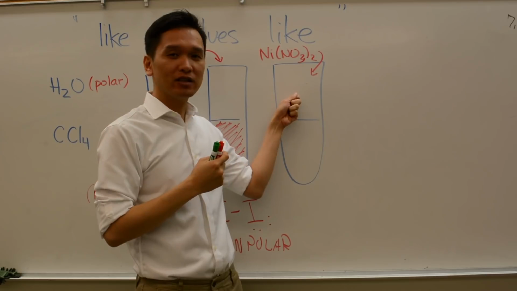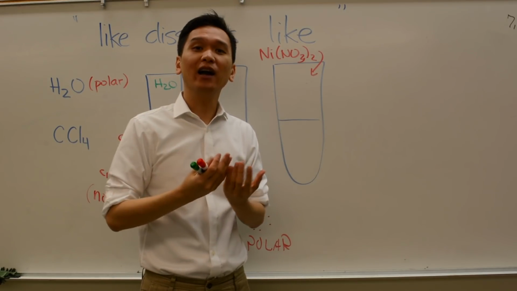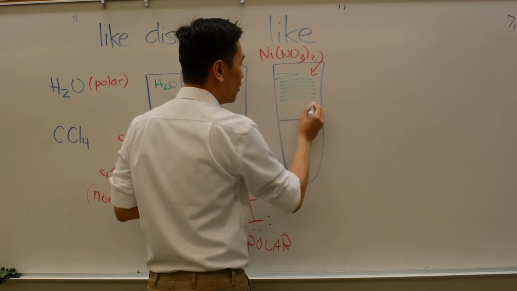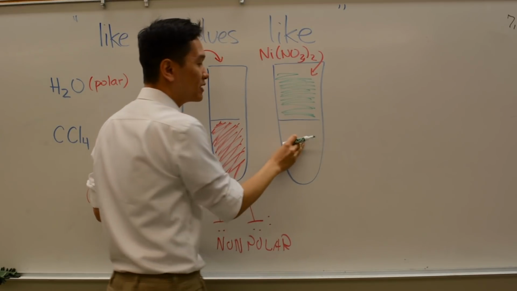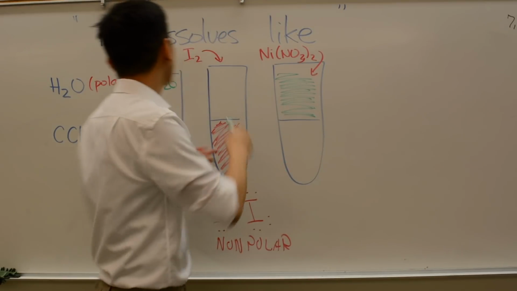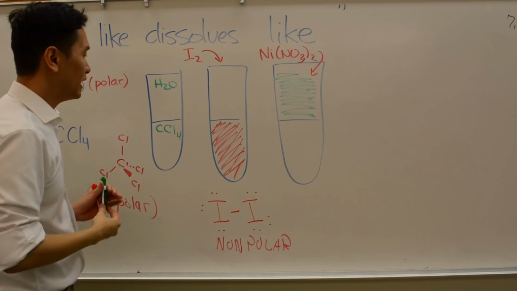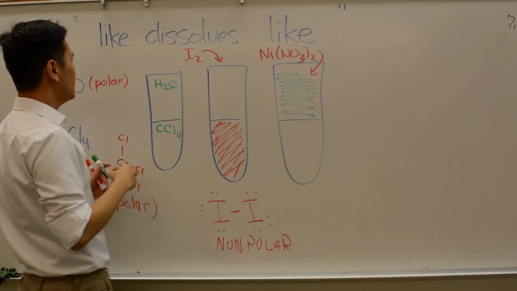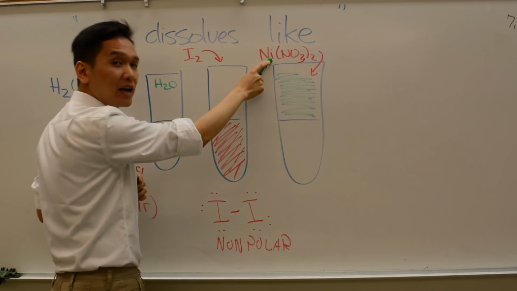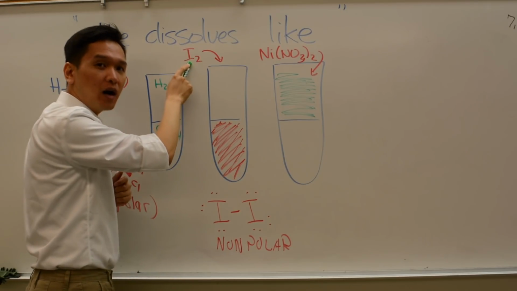Right? If it's charged, it wants to interact with the water. The water can solvate ionic charges. So it turns out that this dissolves in water and makes that water all green, leaving this clear and colorless. Okay, so the concept there is called like dissolves like. That's a rule that you can apply. Meaning that if you are a polar molecule, you will dissolve something that is polar or ionic. And if you are a non-polar molecule, you will dissolve something that is non-polar.